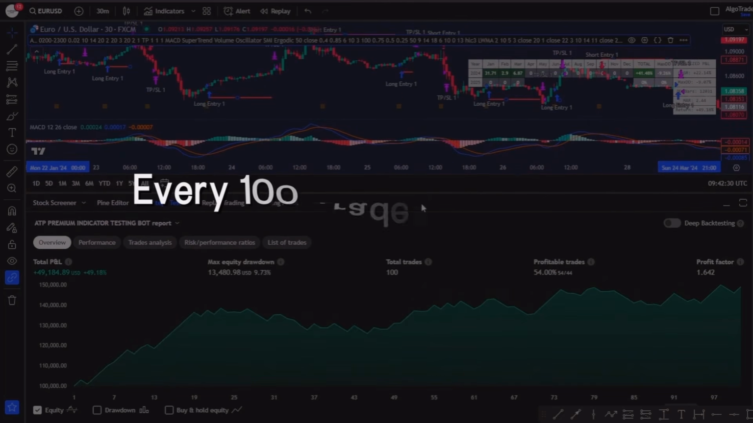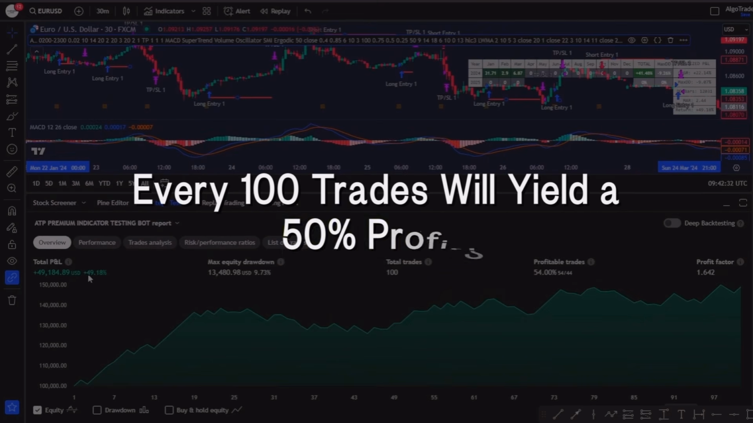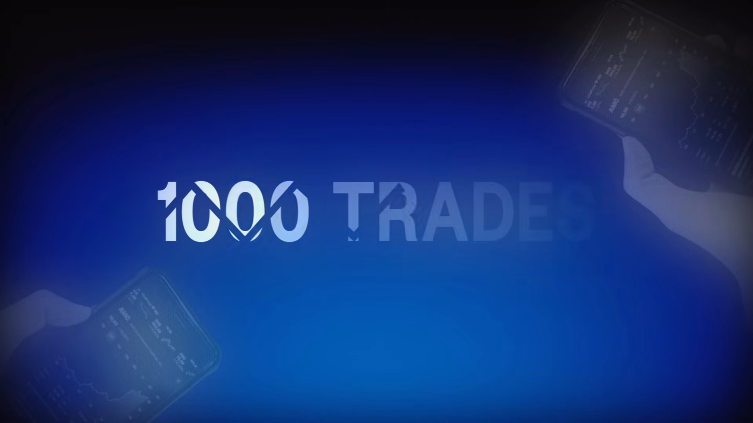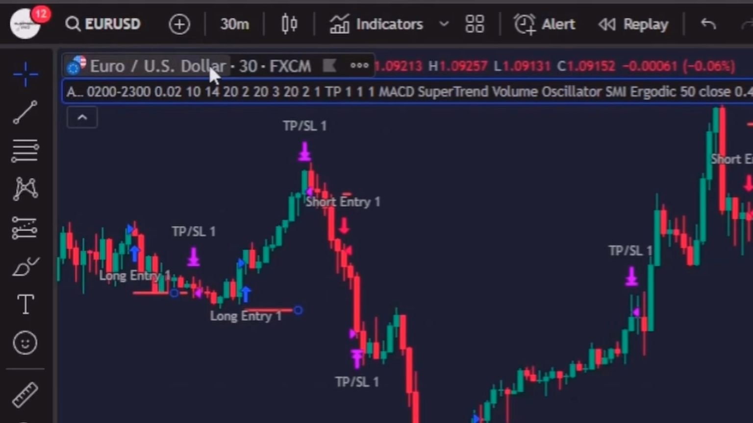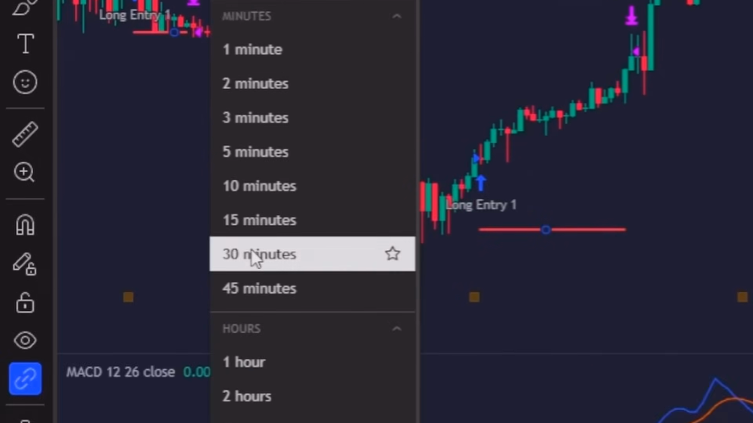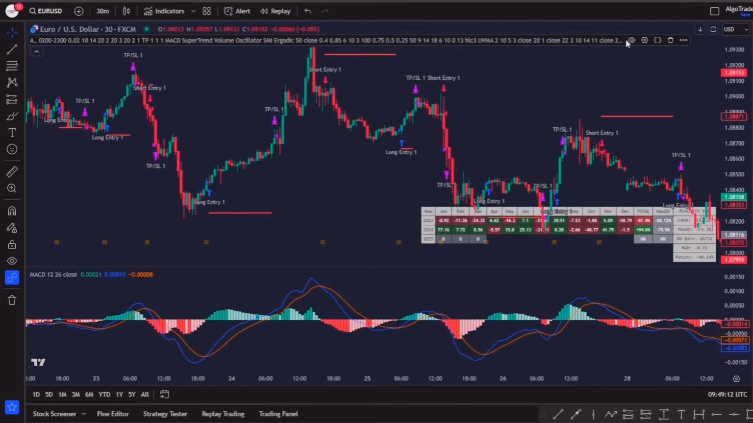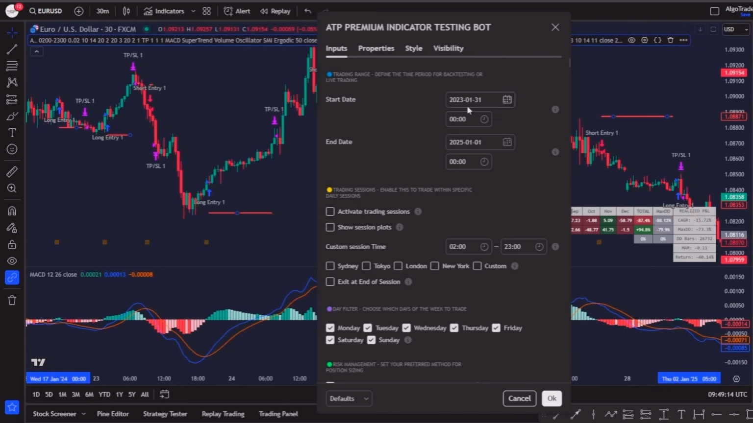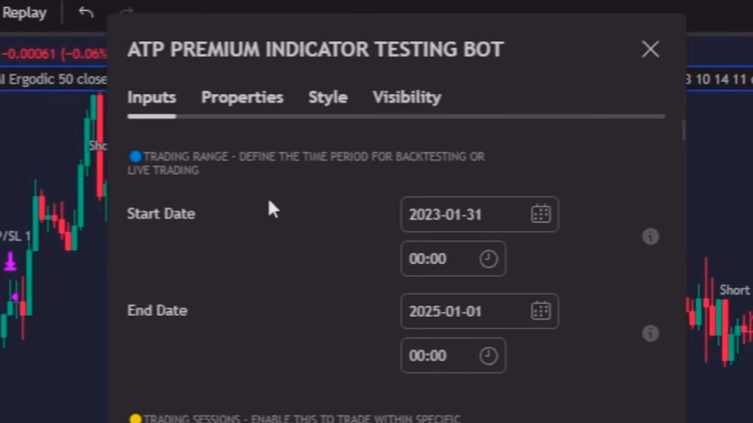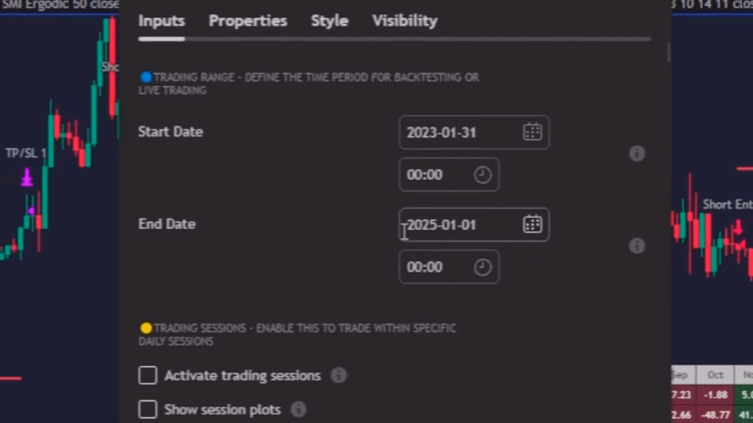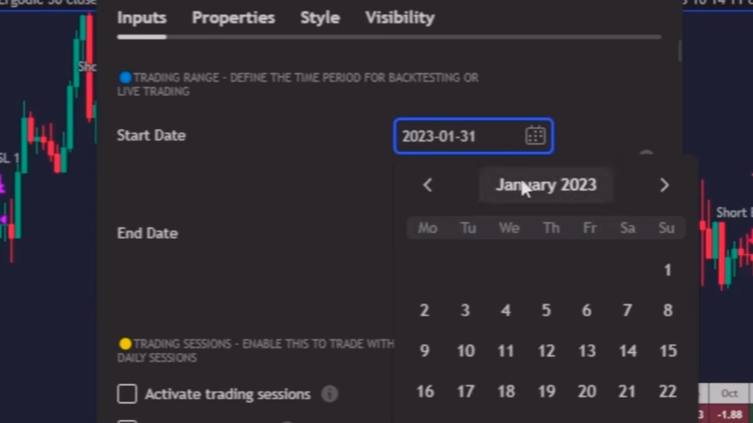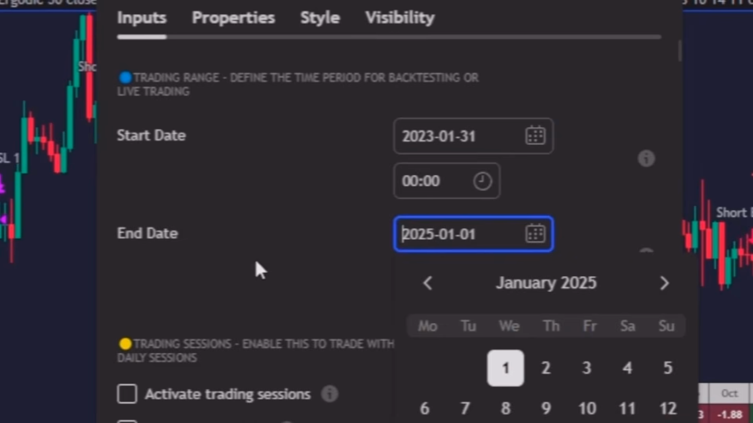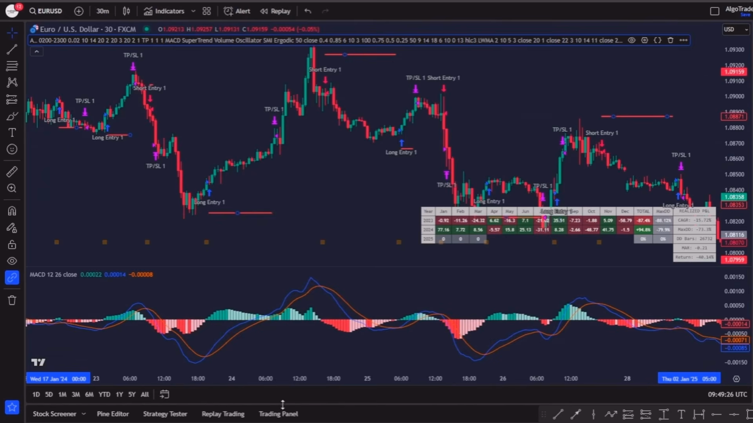But does this mean that every 100 trades will yield a 50% profit? Let's test this further by analyzing 1000 trades, our third test. Again, we'll use the Euro-USD pair and the 30-minute time frame. Doing this manually will take a long time, so once again I will use my trading bot. To generate 1000 trades, I will simply expand the data range from 2023 to 2025 and click again on OK.